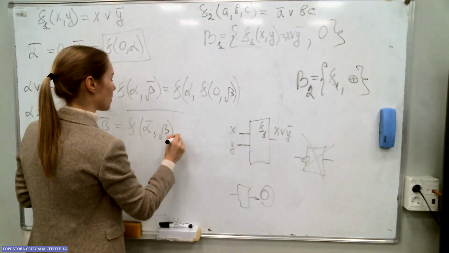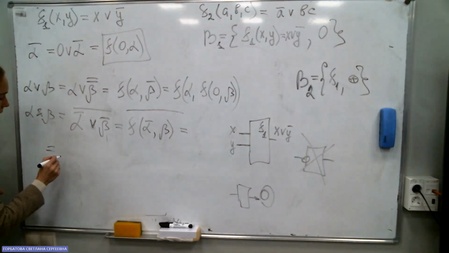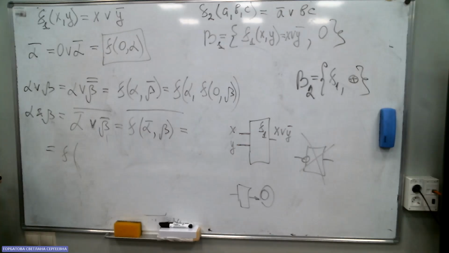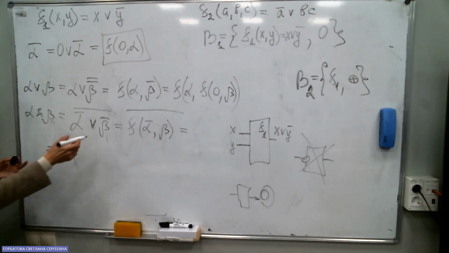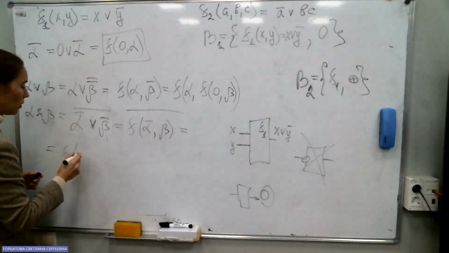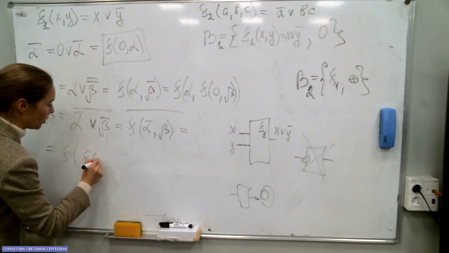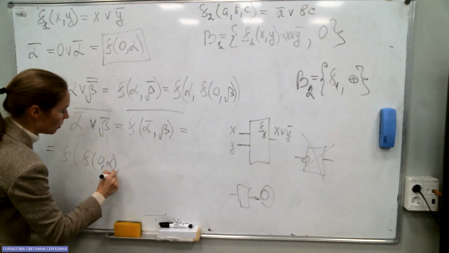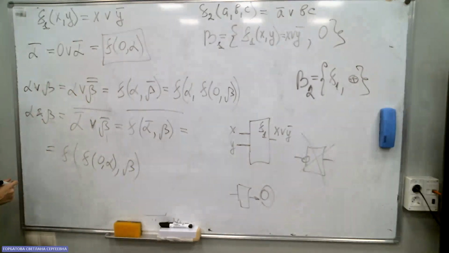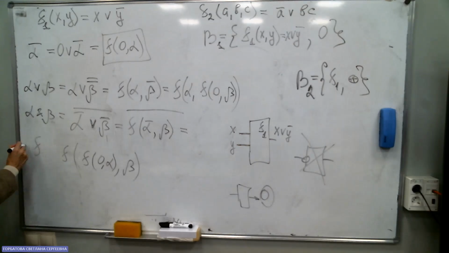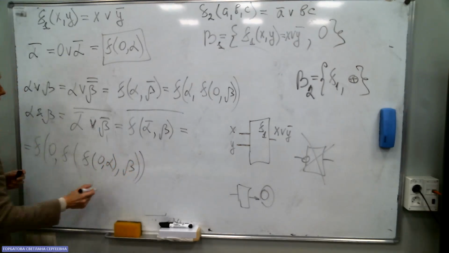Is equal to f of f of zero, alpha. I will remove the alpha negation. Just f of zero alpha, alpha, and not beta, no negation over the negation. Yes, the big negation, and f of zero, this.